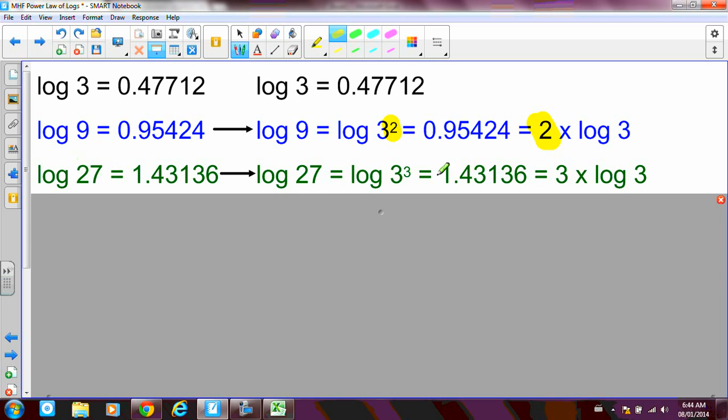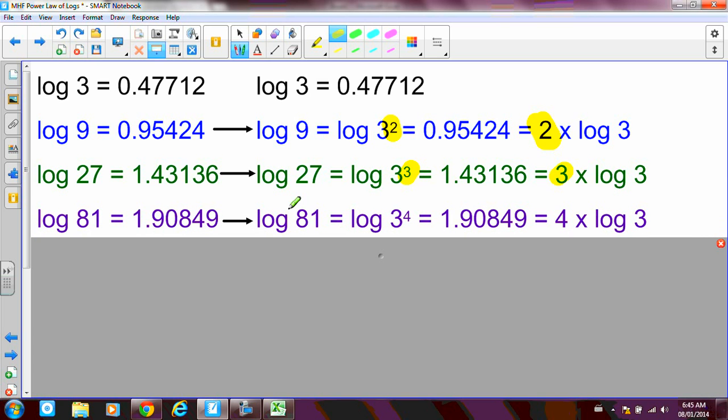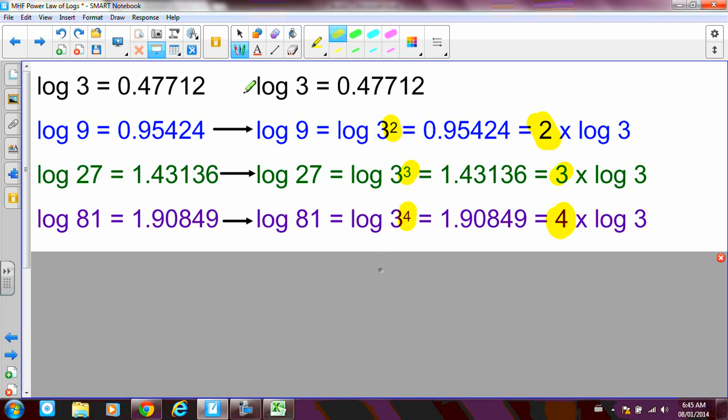Continuing the same thing, log 27 is log 3 cubed, and it is 3 times log of 3. Log of 81, of course, is log 3 to the 4th, and it is 4 times log of 3. Okay, so what this all tells us basically is that if we had rewritten each of our originals as 3 to the exponent, whatever it was, 2, 3, 4, we could have simply taken our exponent and multiplied it by this value to find our resulting value. So here's the exponent, 3 squared is 9, so there's the 2 from the squaring, times the value of log 3 gives me this. Same sort of thing with the 3 and the 4.